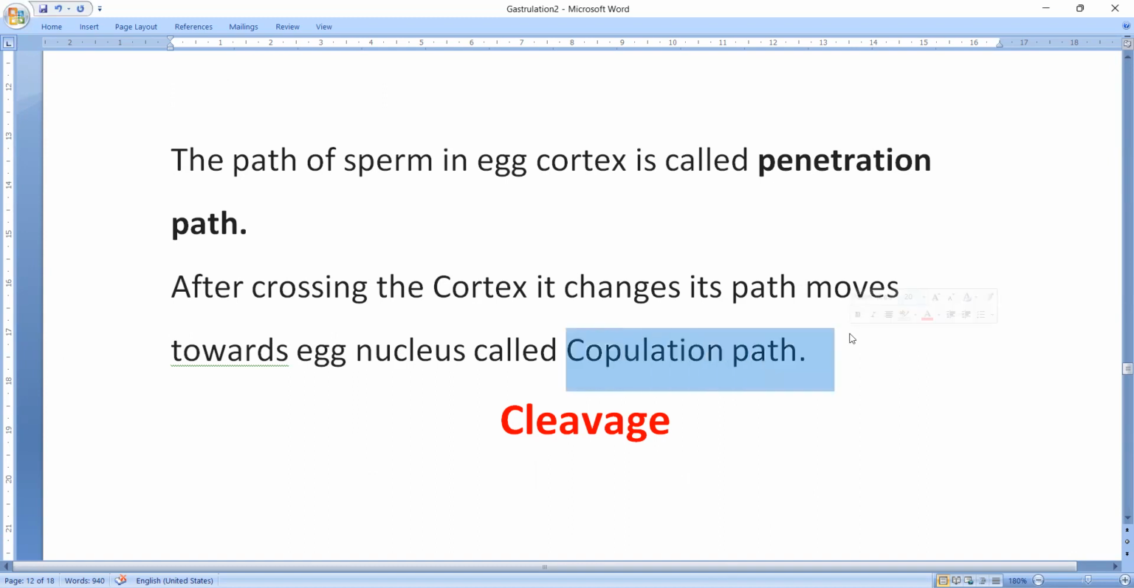So that path is called copulation path. So this is the whole introduction regarding the frog's development.